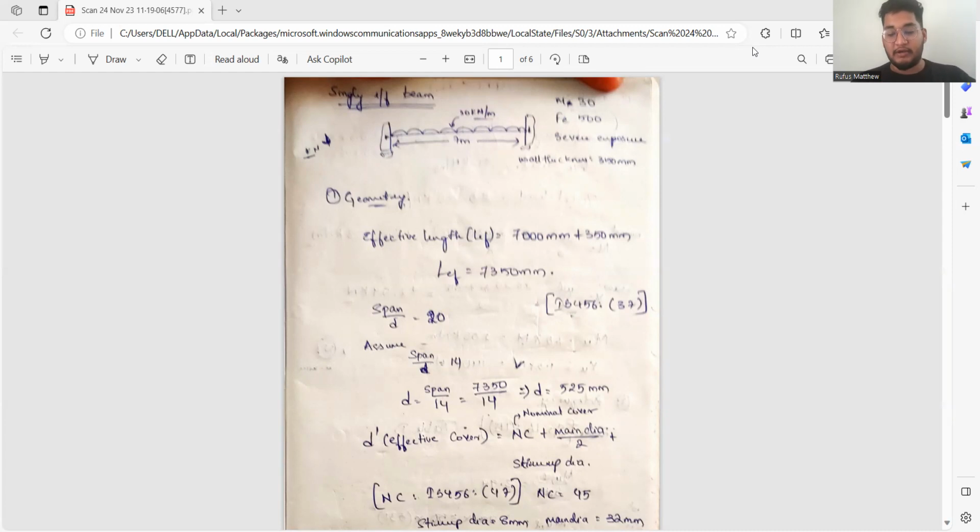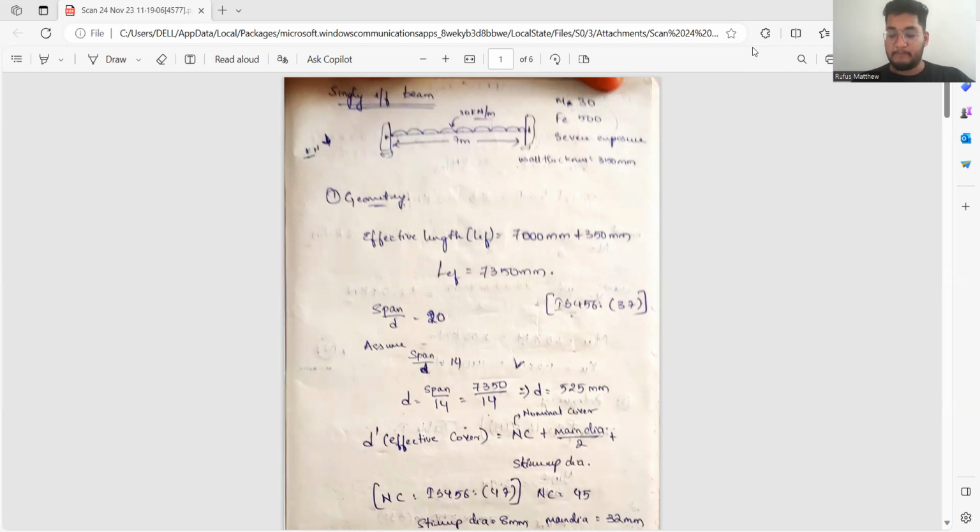Effective length equal to 7000 plus 350, where 350 is the wall thickness that is given. Then L effective equal to 7350 mm. Then we have the formula span by D, which is 20 as per IS 456 page number 37. As we assume span by D equal to 14, D equals span by 14. The span length is 7350 divided by 14, which gives D equal to 525.